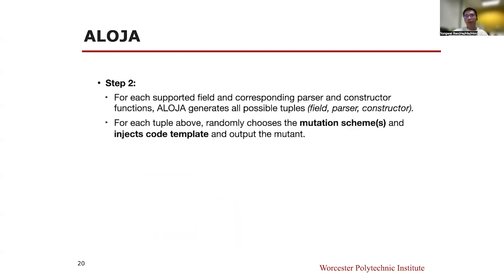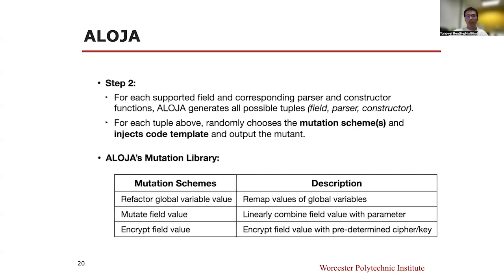In the second step, for each supported field and the corresponding parser and constructor functions, Aloja will generate all possible tuples. Each tuple consists of 1 field, 1 parser function, and 1 constructor function. Then for each tuple, Aloja chooses the mutation scheme and injects the code template into the original IR file, then outputs the mutant, which is a mutated IR file. In Aloja, we currently have 3 mutation schemes: refactor global variable value, mutate field value, and encrypt field value.